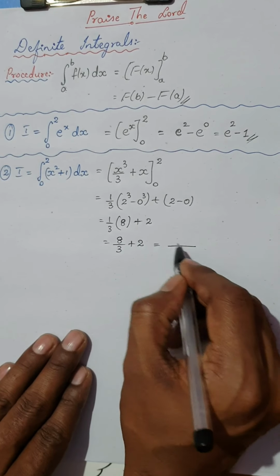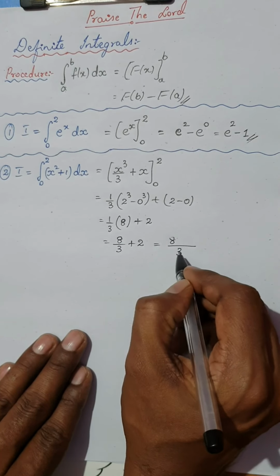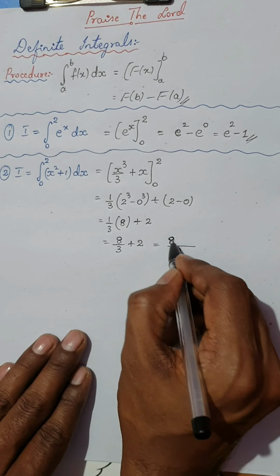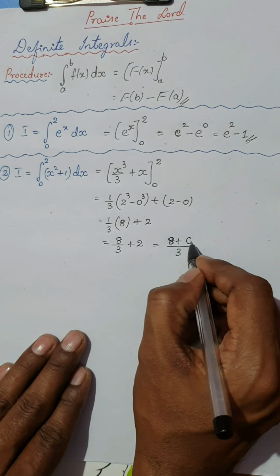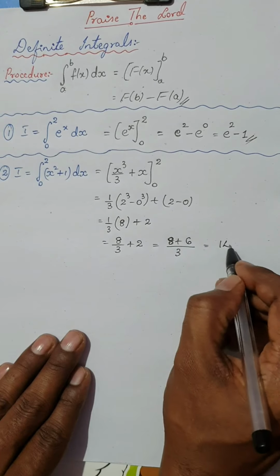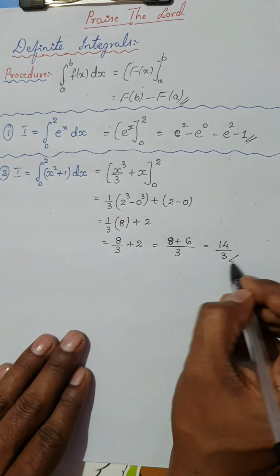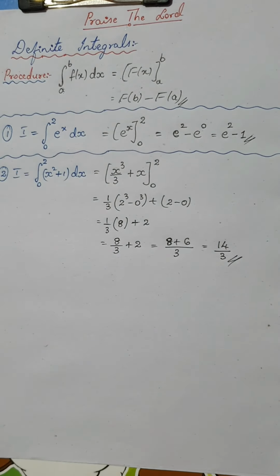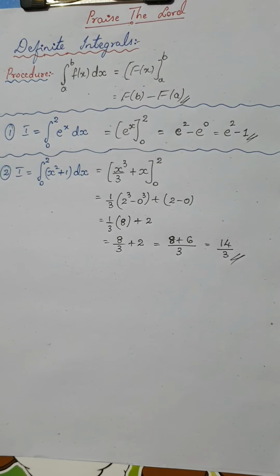If you take the LCM, the denominator would be 3, and this 8 comes as it is, plus 3 2s would be 6. So the answer for this would be 8 plus 6, which is 14 divided by 3. Is it clear? Right.